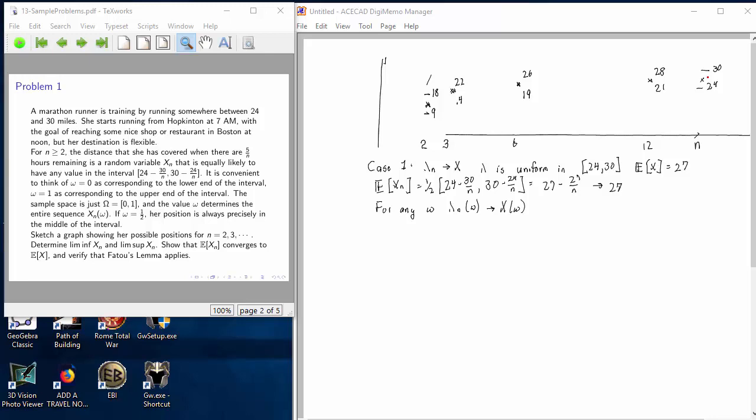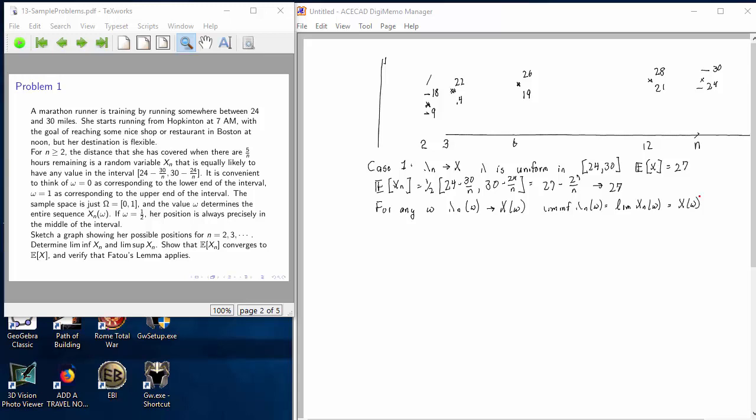Now, Fatou's Lemma talks about the lim inf, but when a sequence of real numbers has a limit, the lim inf and the lim sup are both equal to the limit. So that limit is just the limiting random variable x evaluated on omega.